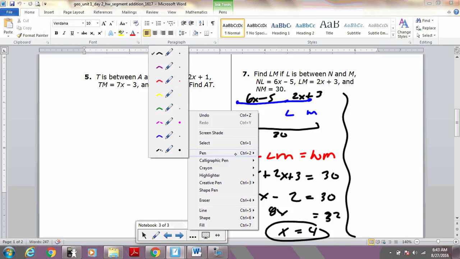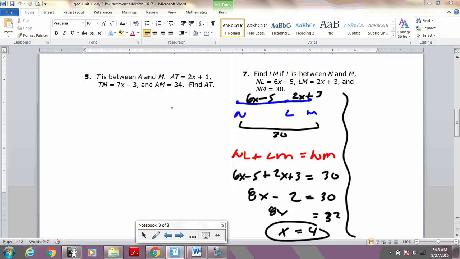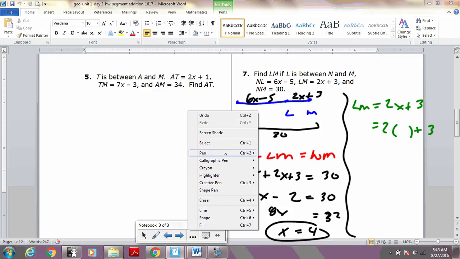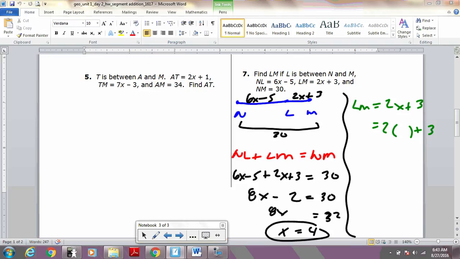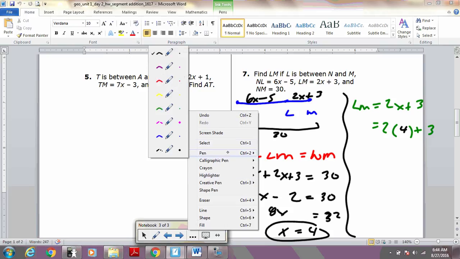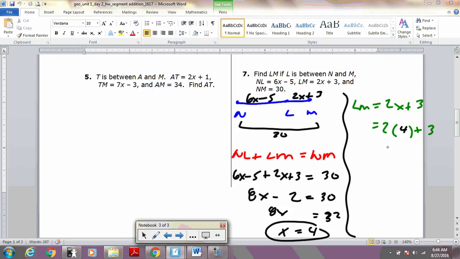So now we need to find LM, sorry, which was 2x plus 3. So we've got to substitute x, or plug in x with 4. So 2 times 4 is 8, plus 3 is 11.